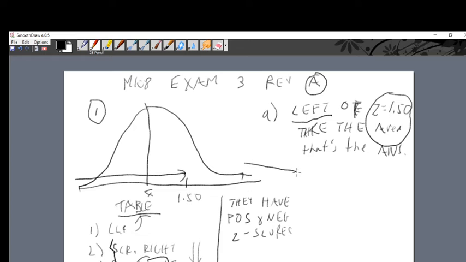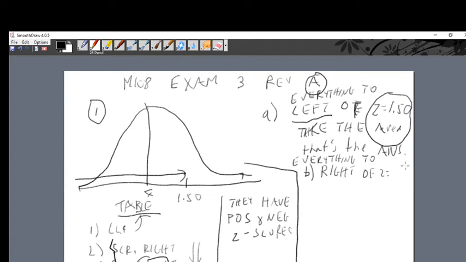Okay, that is the first thing to tell you. B, let's say you have a question of to the right, everything to the right of z equals, right? This would be everything to the left, and this is going to be everything to the right. Everything to the right. Okay, to the right of what? Of z equals, here the question is 0.96.